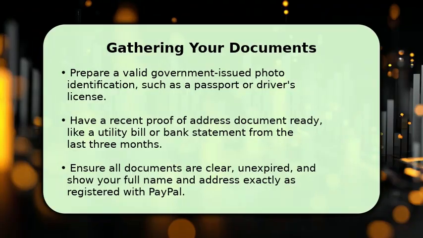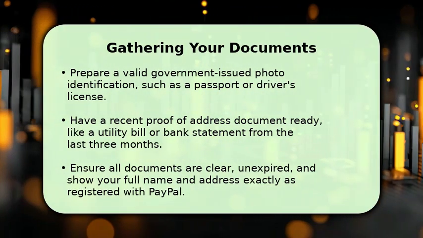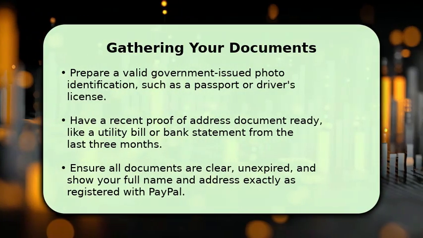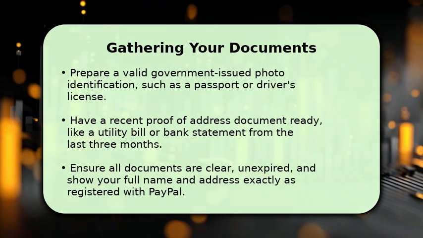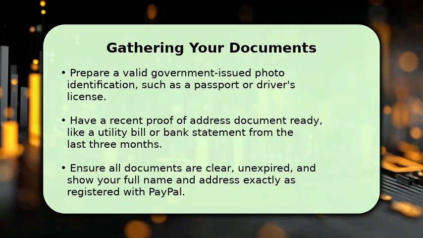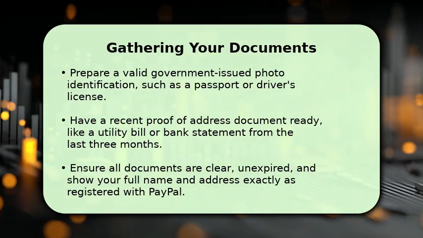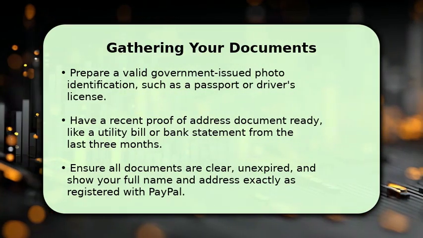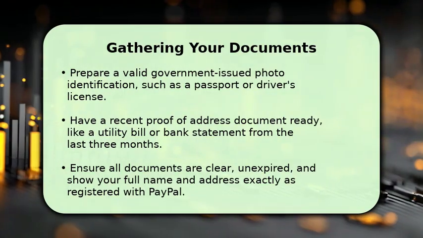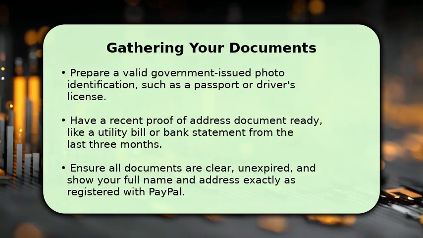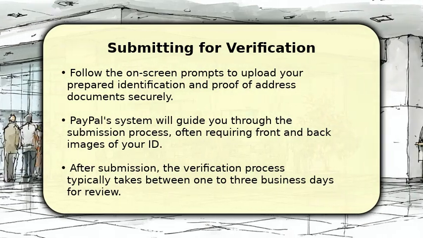The next step involves gathering the necessary documents. You'll typically need two main types: a valid government-issued photo identification and proof of your current address. For identification, a passport or driver's license is usually accepted. For proof of address, a utility bill or bank statement dated within the last 3 months works well. Make sure all documents are clear, unexpired, and that the names and addresses precisely match your PayPal account details to avoid any delays. Once your documents are ready, you'll proceed to upload them through PayPal's secure portal.